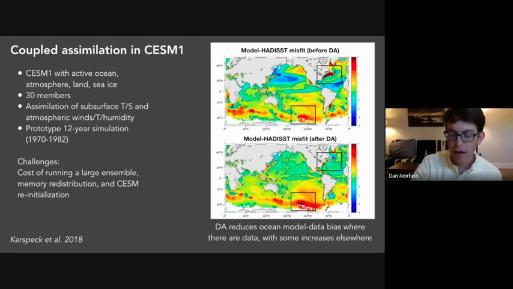Looking at the output of the simulation, again, we have a comparison of the model SST misfit before and after data assimilation. One of the things these authors pointed to was that the data assimilation can reduce the model-data bias where there are data, for instance, in the Western boundary current or the North Atlantic regions, but actually saw some increases in the model-data misfit elsewhere in regions that were not data constrained.